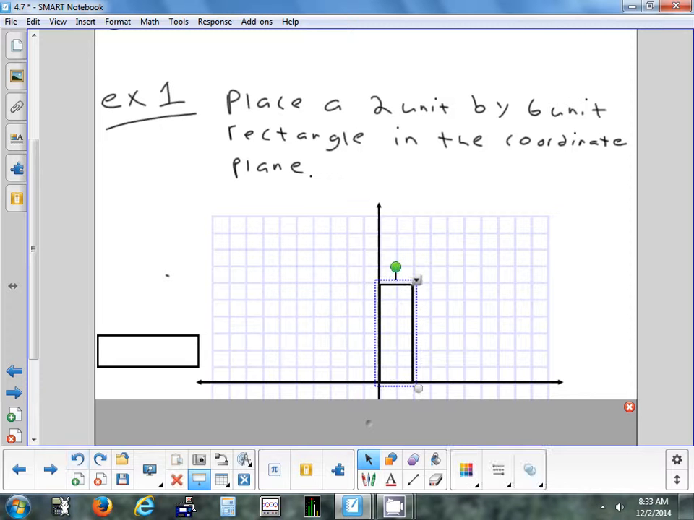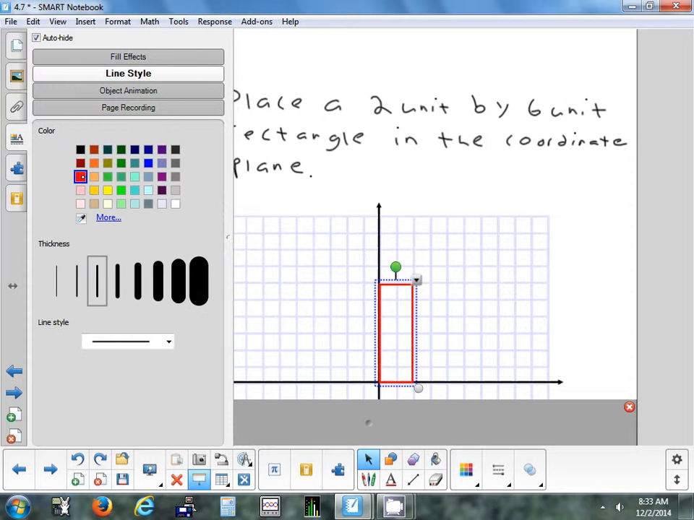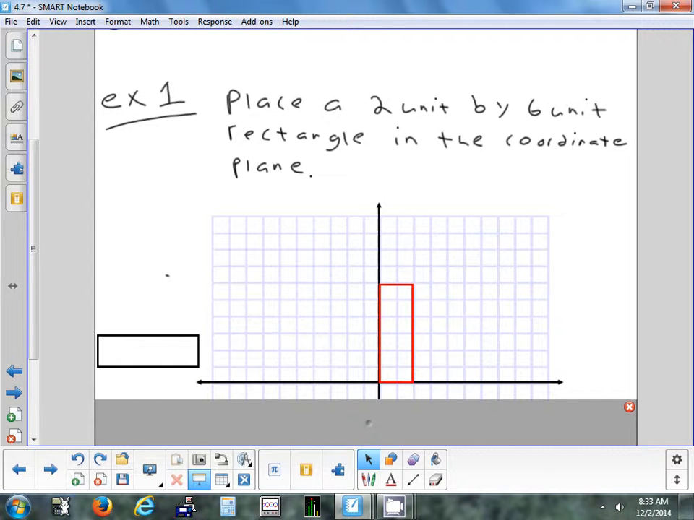You know what? Let me make it a different color. Okay, so if we put it right along the axes, that's going to make the coordinates very easy. One of them is going to be 0, 0. In fact, every coordinate here is going to have a 0 in it except for one of them. The top left is going to be 0, comma 6. The top right, that's going to be the one that doesn't have a 0, 2, 6. But then the bottom right, that's going to be 2, comma 0. And the bottom left is 0, comma 0.